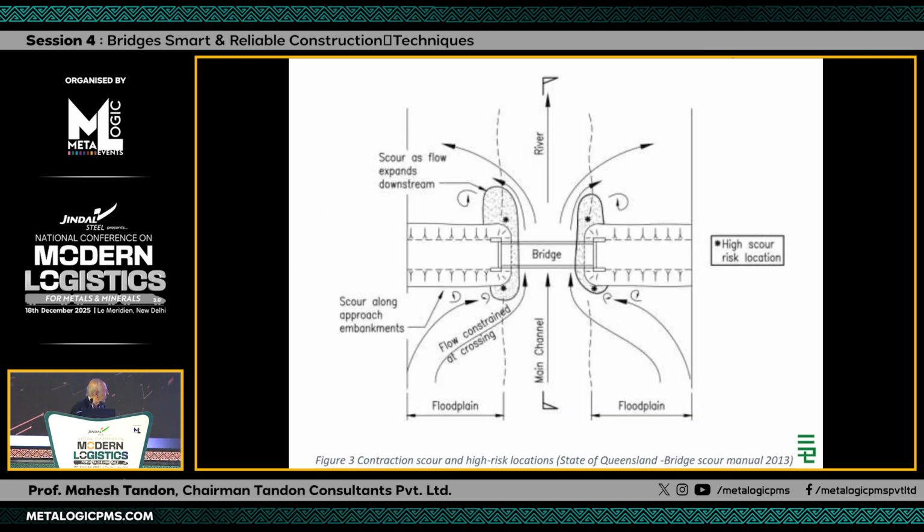This is what happens to the flow. When you come to a bridge, the flow gets constricted, and therefore the velocity increases locally, and you get the points which are marked at these 4 locations. They are most vulnerable to scour.